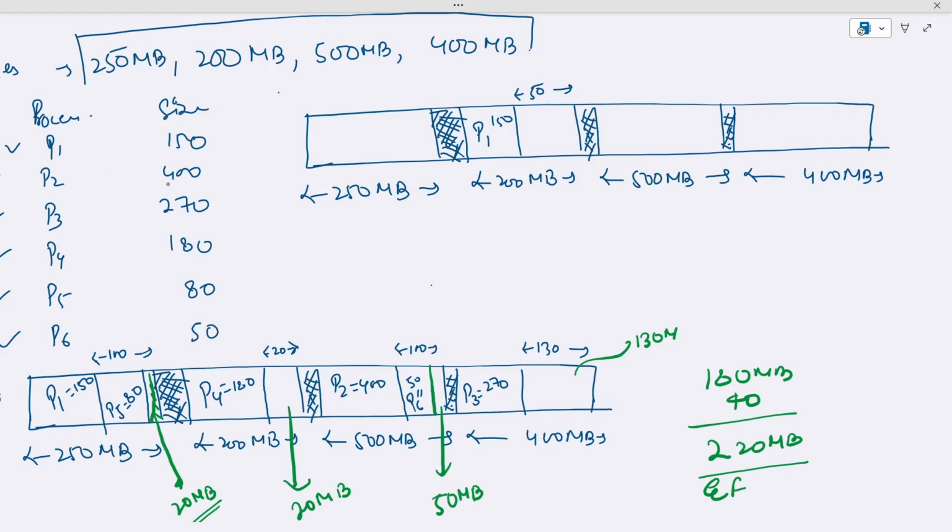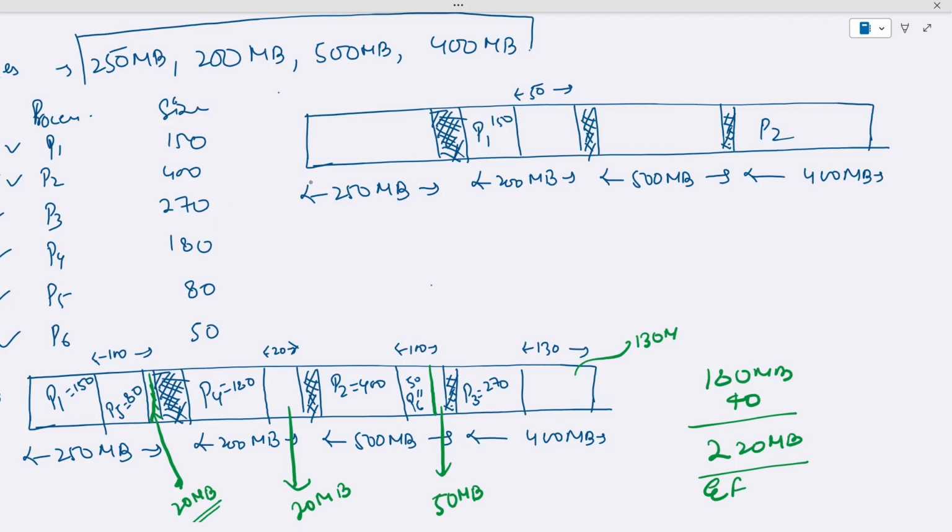P2 needs 400. So select from the first block, no. Second, 150, no. Equal to what P2 needs or as close as possible. 500 is not very far away, but the last block is 400 and P2 needs 400. So definitely P2 occupies here and there is no space left in the last block. P2 is also complete.